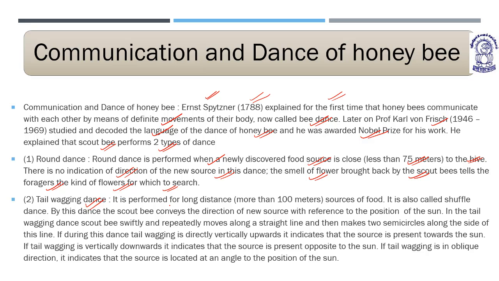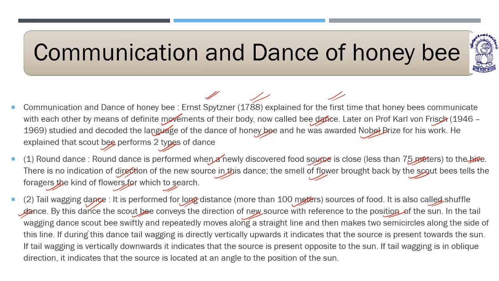Tail wagging dance is performed for long distance, more than 100 meters source of food. It is also called shuffle dance. By this dance, the scout bee conveys the direction of new source with reference to the position of the sun.